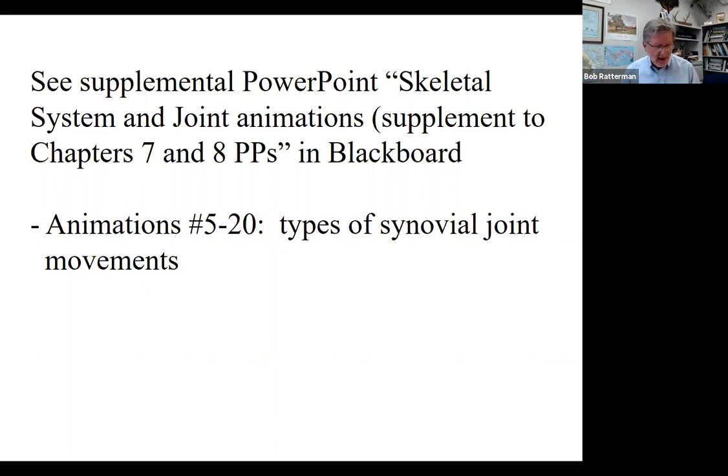And that pretty much wraps up Chapter 8. Now, the last part of Chapter 8, Section 8.3, I believe, is focused on specific synovial joints, getting into the anatomy of the shoulder, the elbow, the hip, and the knee. And I'm not going to ask you anything on that on the lecture exam.